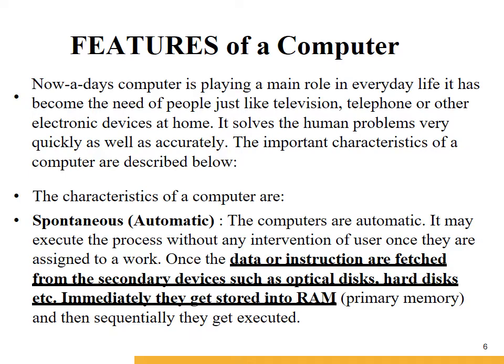So they are fully automatic. So it may execute the process without any intervention of user once they are assigned to a work. So once the data or instruction are fetched from the secondary devices such as optical disk, hard disk, etc., immediately they get stored where? Into RAM, that is primary memory, and then sequentially they get executed. What do you mean by sequentially? Turn by turn they get executed in a sequence.